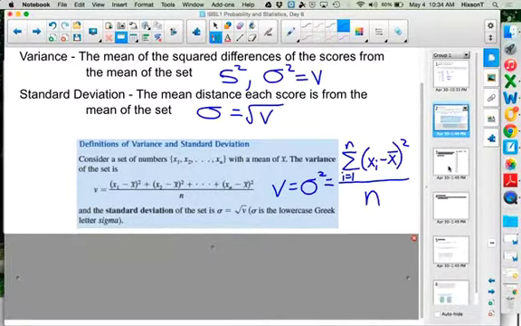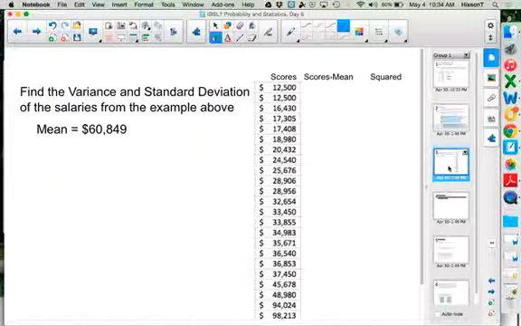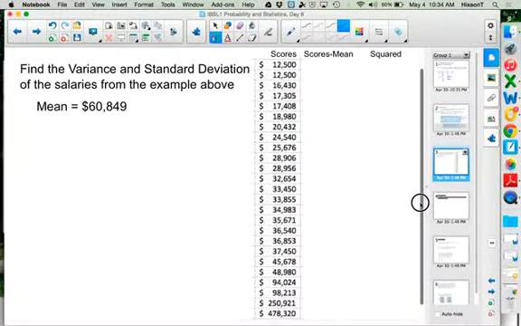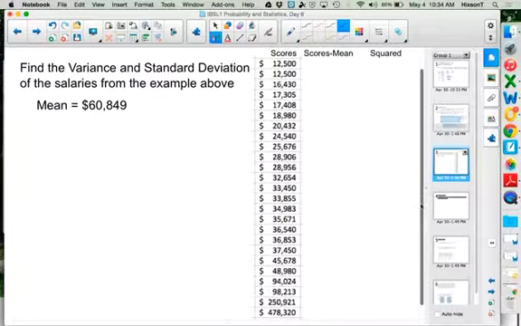Now, also on Thursday, we had found the mean, or we were given the mean of these different salaries, okay? If you remember, we had the interviewer who was going in, and the guy interviewing him said, all right, the average salary at this company was $60,849. You guys remember that? Yeah. Okay. From Thursday.